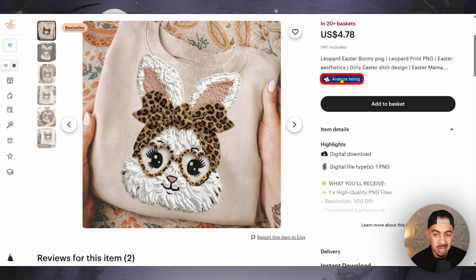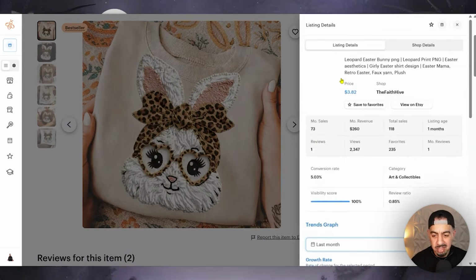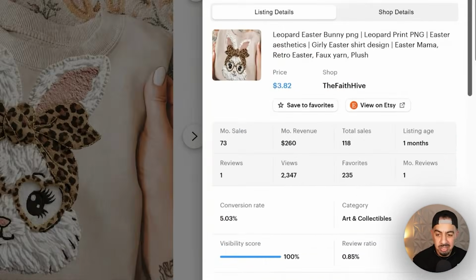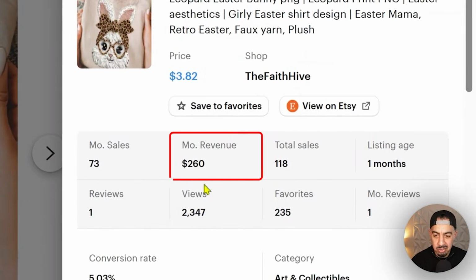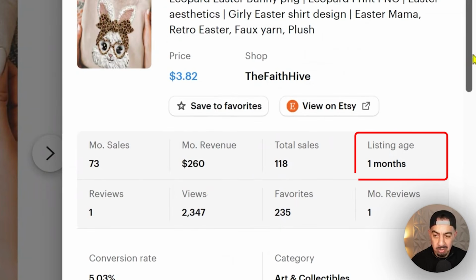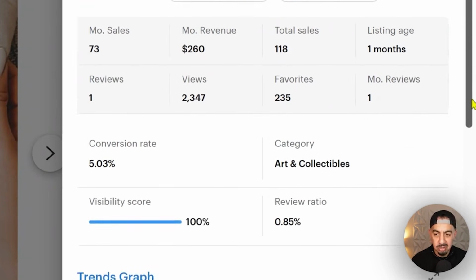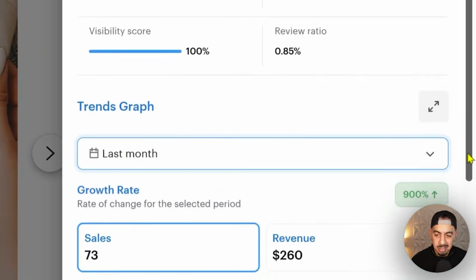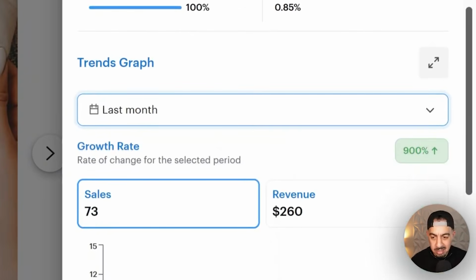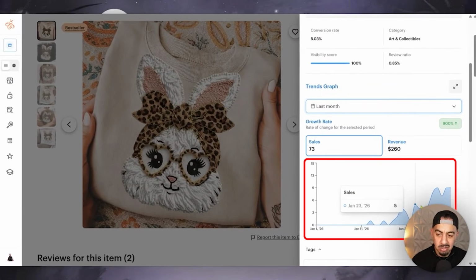And then we can go in and analyze the listing further to see what the growth rate is, how much it's actually trending. So it's making $260. It's only a 1 month old listing, so it's definitely going to grow. And remember what I said, look and see how it's growing. Like I said, with Everbee you can see the trend. You can see the graph of sales increasing over time, and it has a growth rate of 900%. So definitely something that's working.